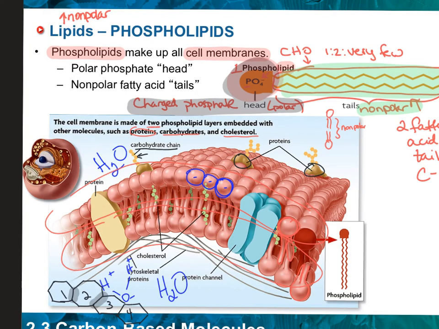So that sums up our conversation about carbohydrates and lipids. We will talk about the other 2 macromolecules in another session. And I hope this was helpful.